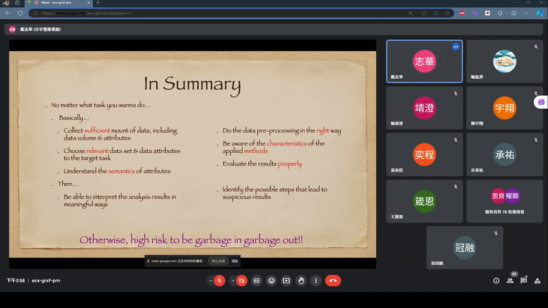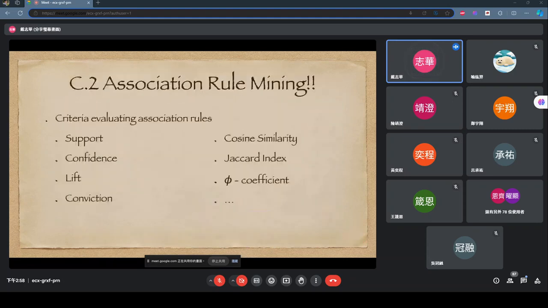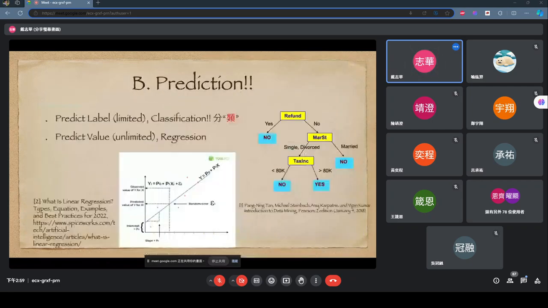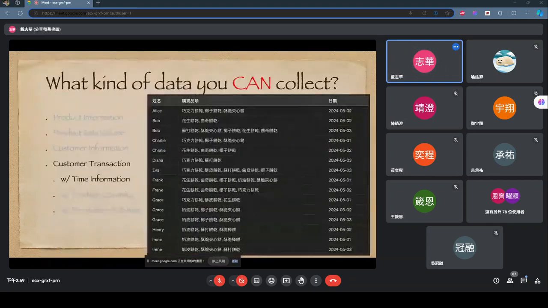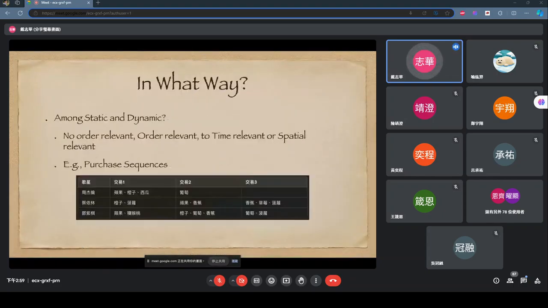So from the very beginning, collecting data, data pre-processing, analysis, and evaluation, and finally explanation, do each part carefully with your brain. Otherwise, it would be high risk, garbage in and garbage out. Okay, that is the very brief concept. You should be aware that data mining is a very long process.